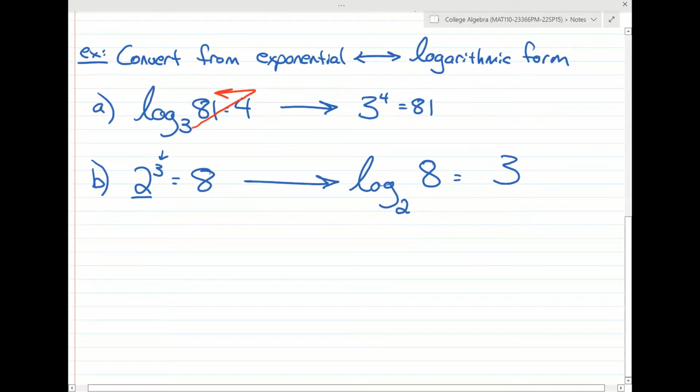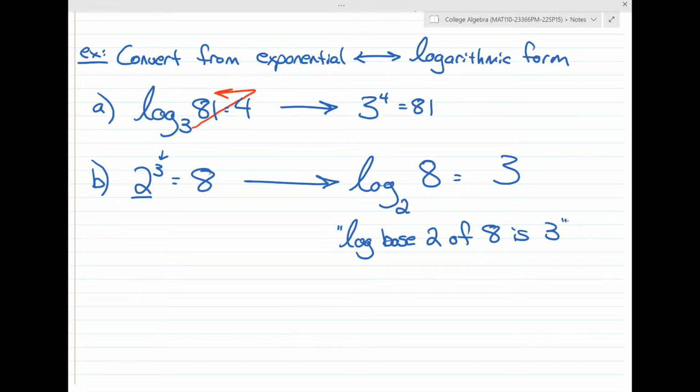Just so you know the way that we read this, we say log base 2 of 8 is 3. Don't say log 2, 8. You have to say log base 2 of 8 is 3. That's just the proper way to read this.